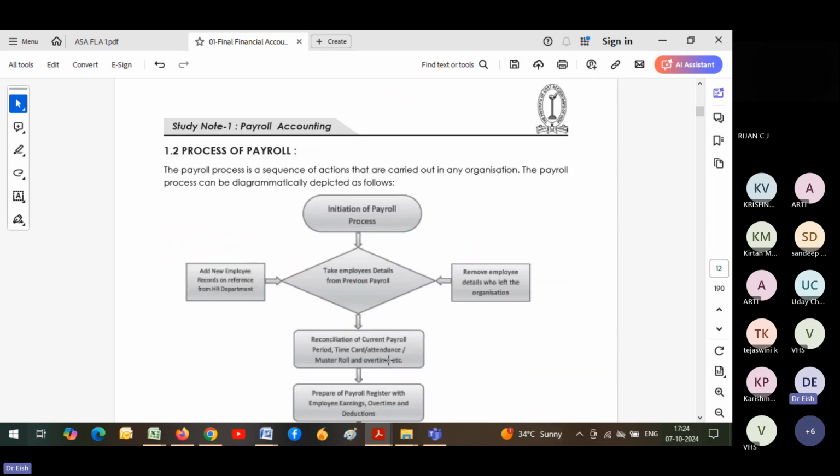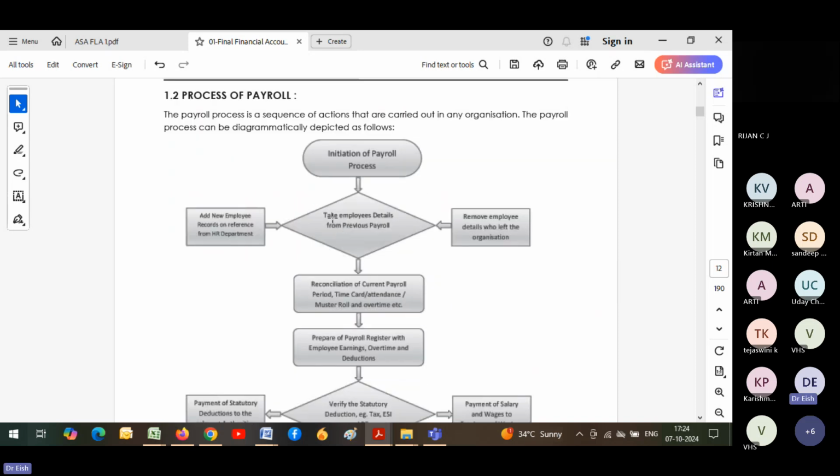What is the process of payroll? The payroll process is a sequence of actions that are carried out in any organization. The payroll process can be dynamically depicted as follows. So first process is take the employee detail from previous payroll. For example, you are in the payroll department and you have to prepare the payroll of this month.